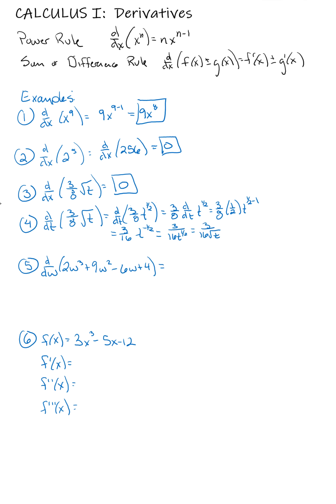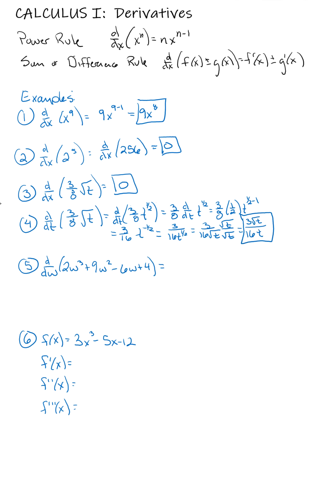Now that is okay, that is correct. However, let's go ahead and rationalize this denominator just to clean it up a bit. Multiply by the square root of t over the square root of t. So we get 3 square root of t in the numerator. In the denominator, it's 16 times the square root of t times the square root of t, which is simply t. So there we go, rationalized in a nice, lovely form.